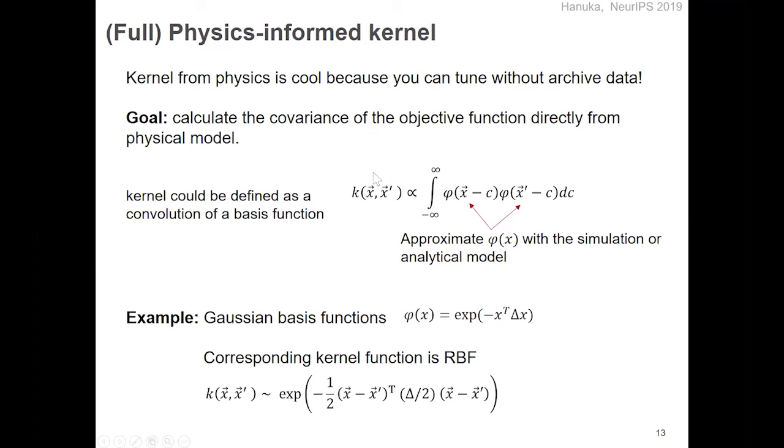And in order to do that, we view the kernel as a convolution of basis functions, where each basis function is being approximated with a simulation or analytical model. Just to give you an example, if we have a Gaussian basis function right here, then the resulting kernel function is the RBF, where the precision matrix is half of that of the basis function.